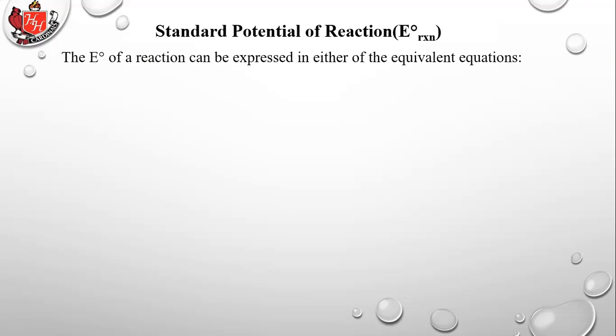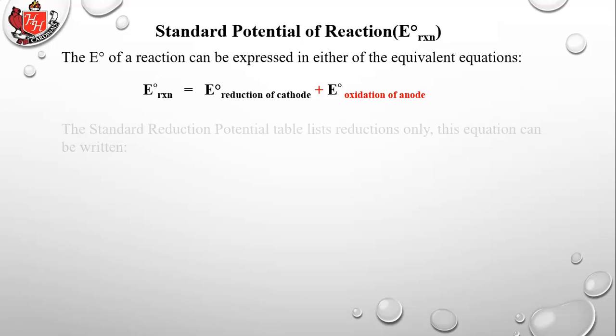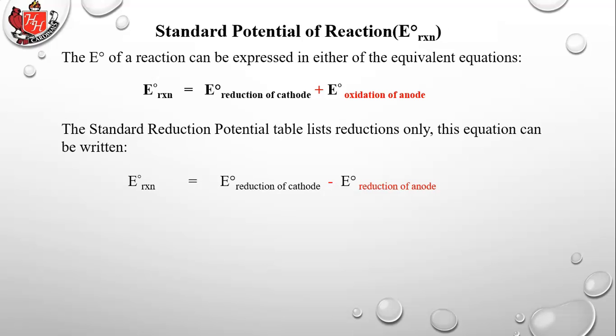So the standard potential of the reaction can be expressed in either of the equivalent equations. The potential of the reaction is the reduction of the cathode, that's the copper side of the electrochemical cell, plus the oxidation of the anode. So you're going to have to get that number from the standard reduction potentials table, turn it around and change the sign. Or you can do the following. You can take the standard reduction of the cathode, that's the copper again, that doesn't change, but then you just subtract the reduction of the anode.